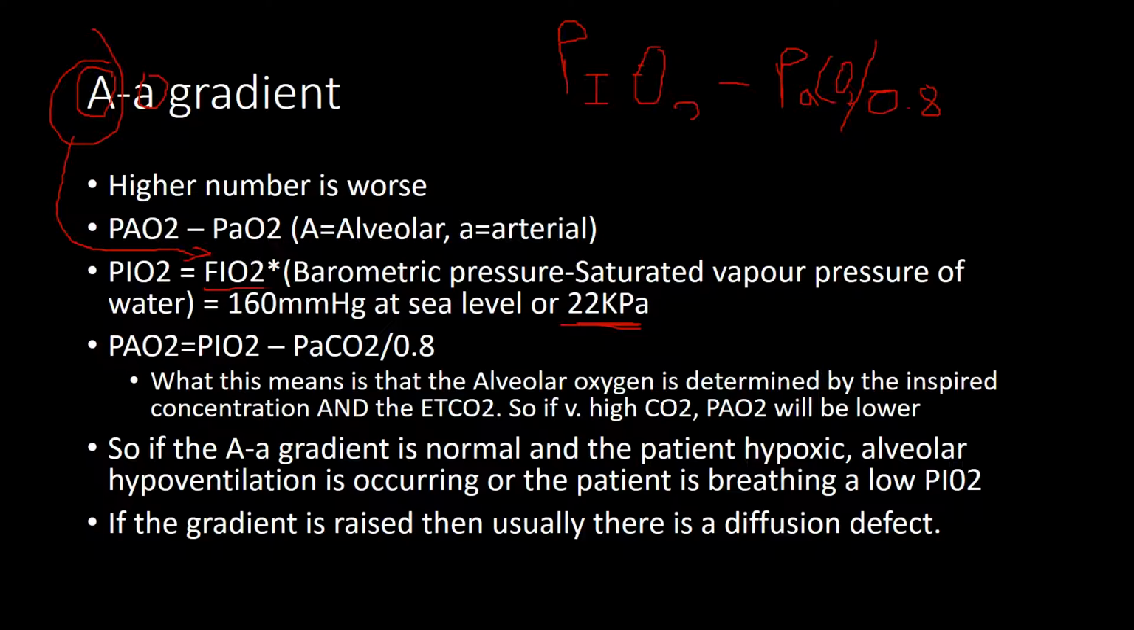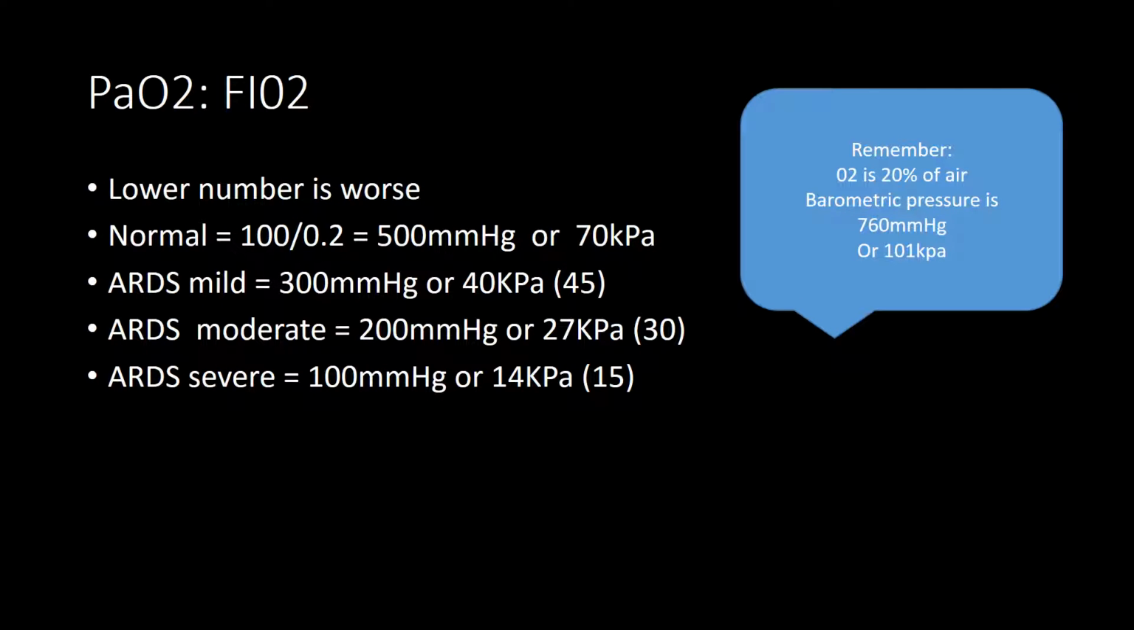So if the AA gradient is normal but the patient is hypoxic, alveolar hypoventilation is occurring, or the patient is breathing a low FiO2. If the gradient is raised, then there's usually a diffusional defect, such as pneumonia. We also use the PaO2 to FiO2 ratio, which is very much used in classification of ARDS.